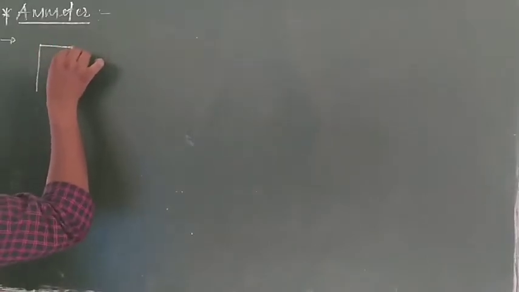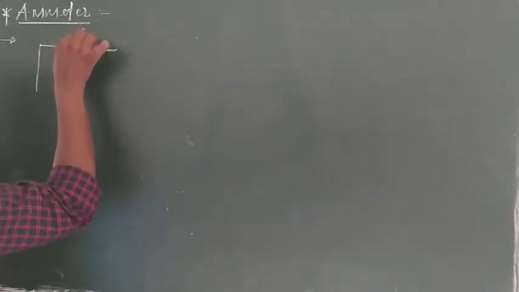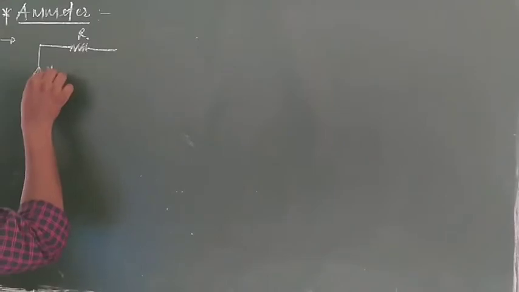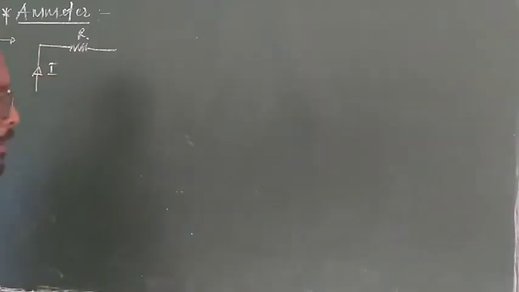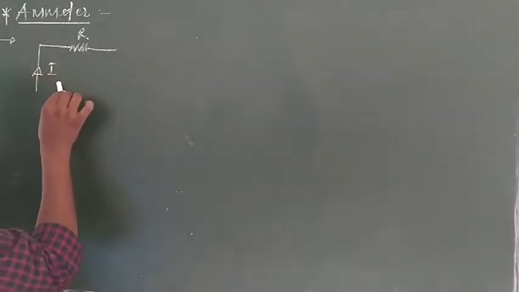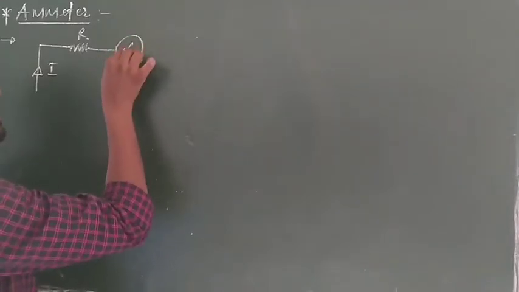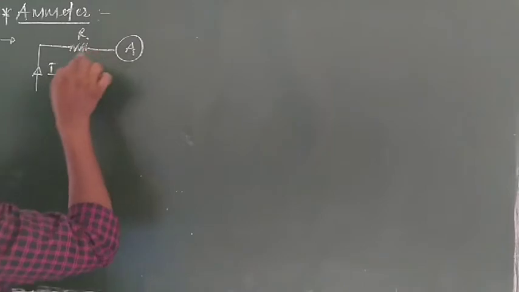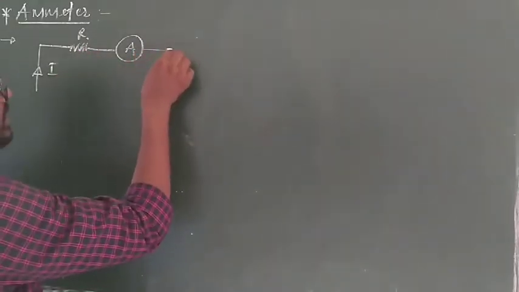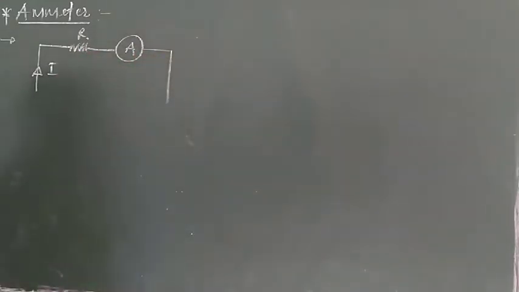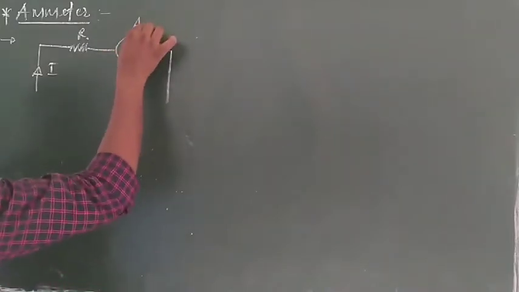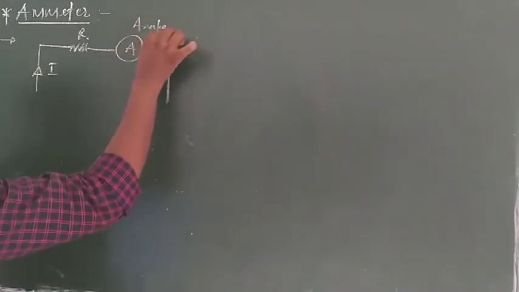Suppose we have a circuit diagram. There is a resistor R and the current flowing through the resistor is I. If you want to measure this amount of current, we have to use an ammeter in the circuit, in series with the resistance, in series with the circuit. Clear? This is known as an ammeter.